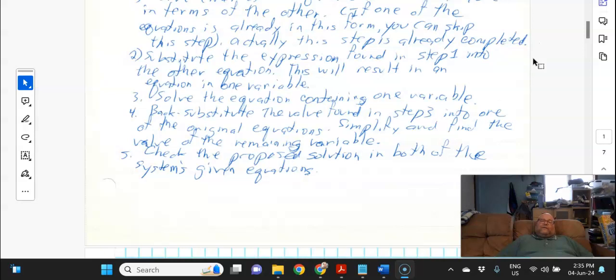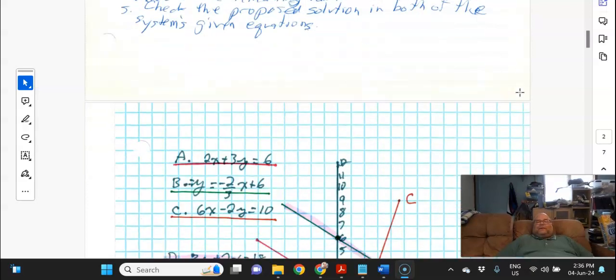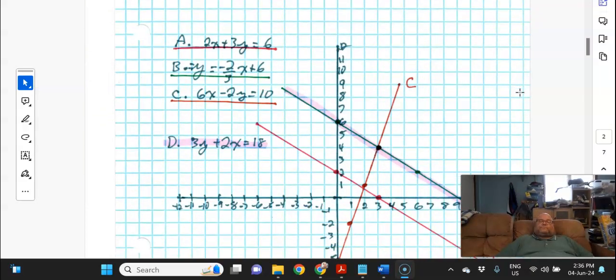We can then solve this equation containing one variable for that variable, back substitute the value found in step 3 into one of the original equations, and simplify that value and find the value of the remaining variable. Then we want to check the proposed solution in the given equations. So let me give a couple examples here.